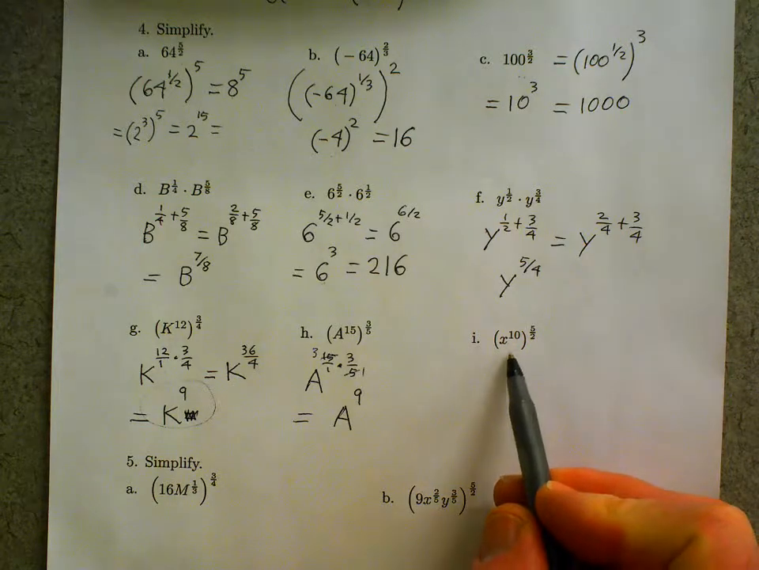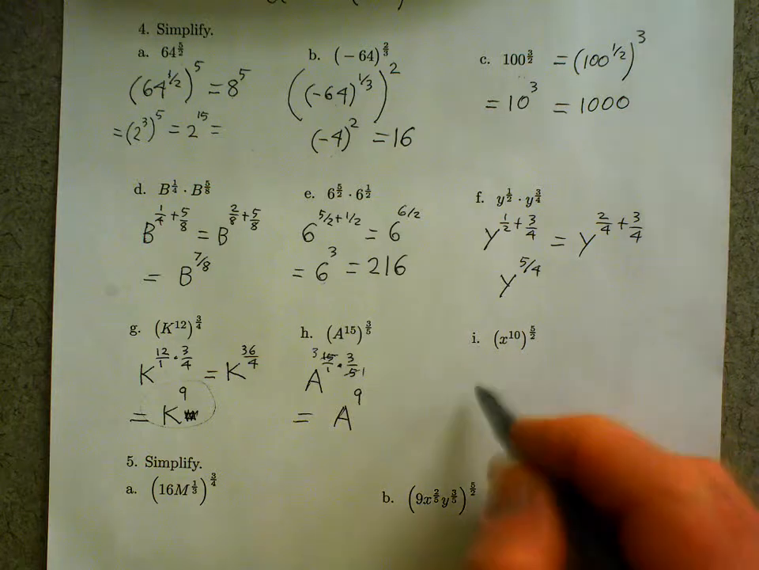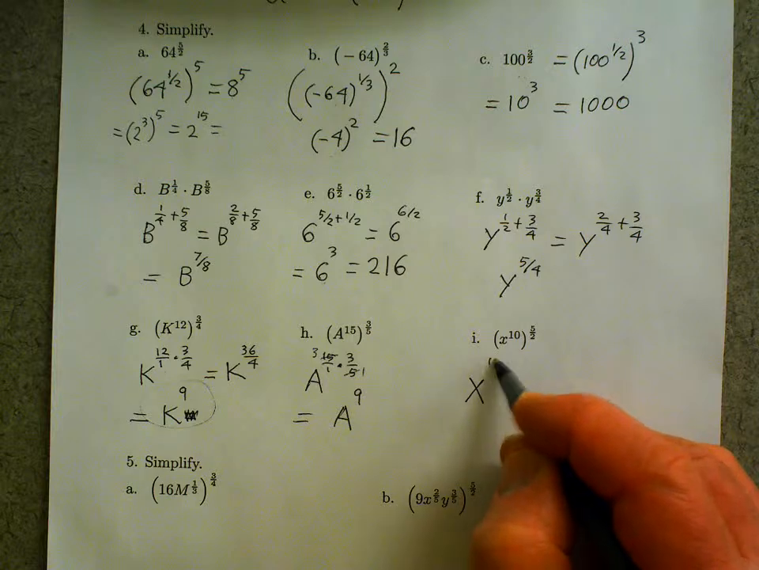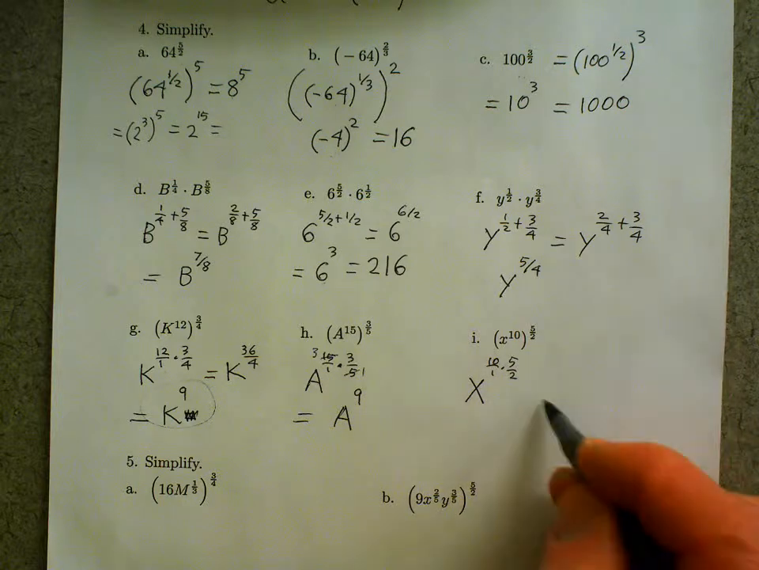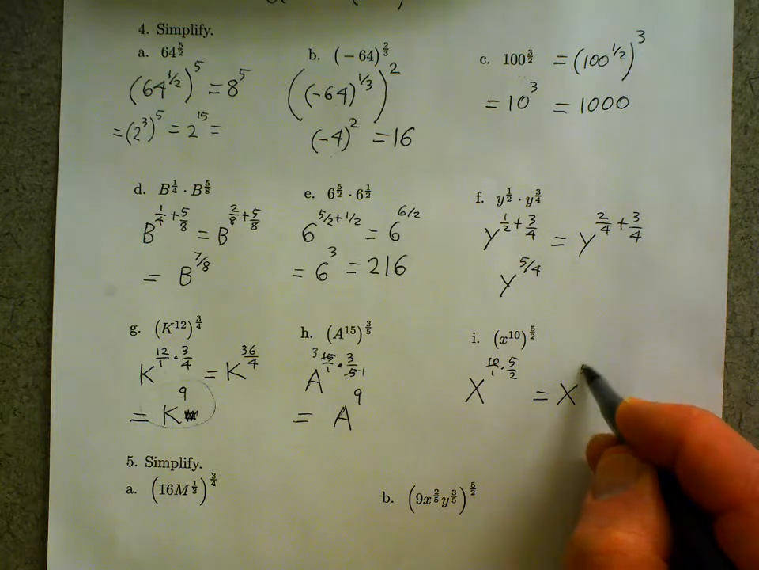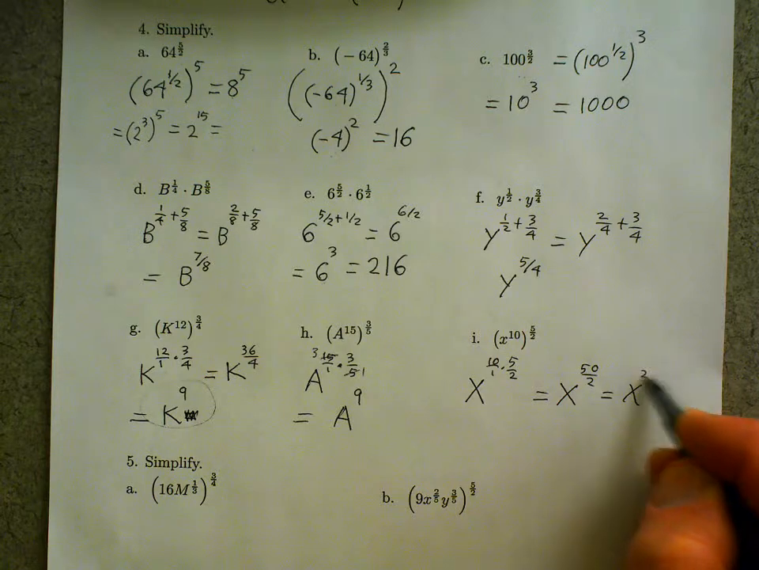The next one, x to the 10th, is raised to the 5/2. So we multiply the exponents again, x to the 10 over 1 times 5 over 2, which is x to the 50 divided by 2, or x to the 25th.